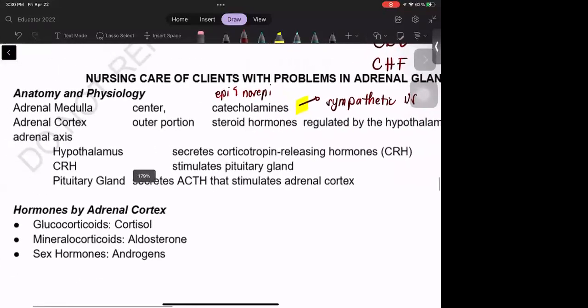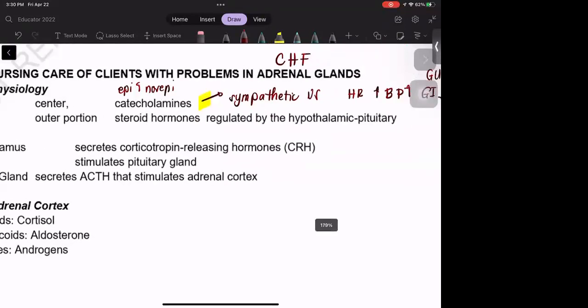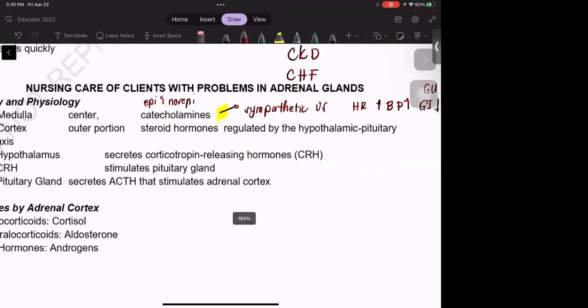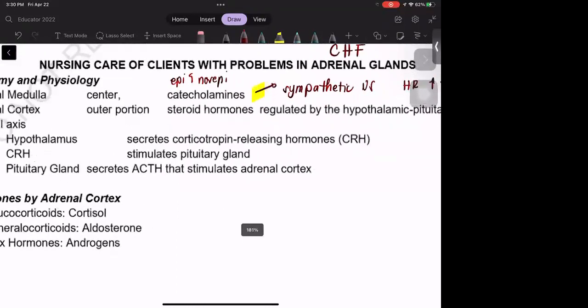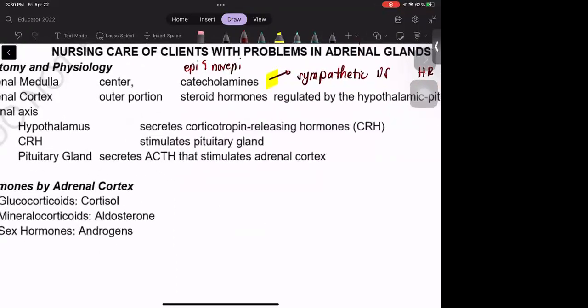You have your adrenal cortex. So class, your adrenal cortex is the outer portion of your adrenal gland. It would secrete your steroid hormones, which is of course regulated by your hypothalamic pituitary adrenal axis. Now class, how does this axis work? So class, your hypothalamus would secrete your CRH. In return, your CRH would stimulate your pituitary gland. And then class, your pituitary gland would secrete ACTH that stimulates your adrenal gland.